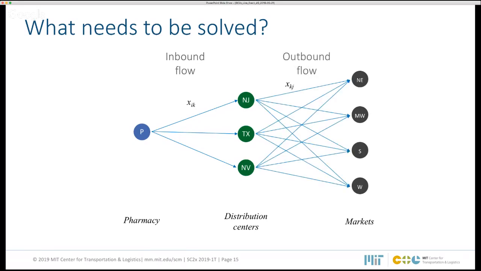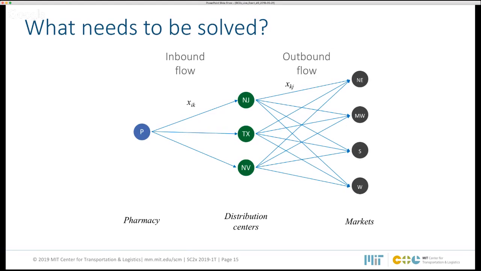Then there is the outbound flow. Basically, it is the flow that will be moving from the distribution centers to the markets. So how many boxes we should send from New Jersey, for example, to the South market. It's also something that we need to design, all related to the outbound flow. Okay, so this is all about talking about boxes.